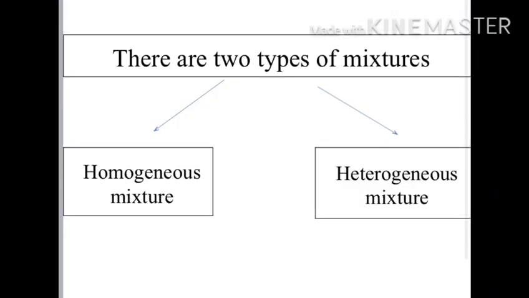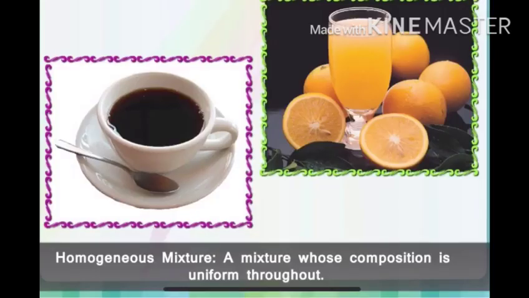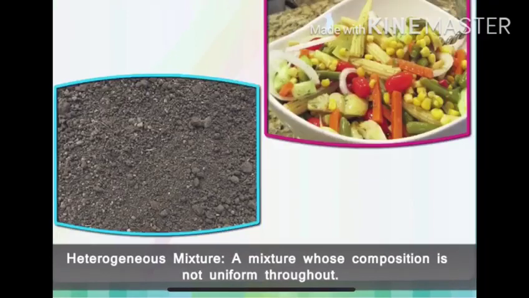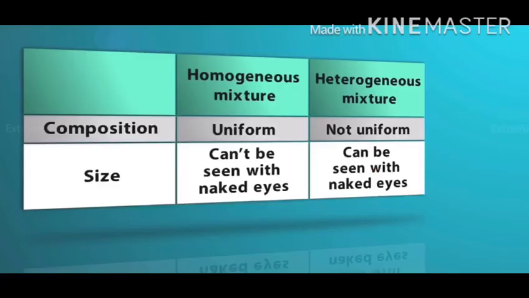There are two types of mixtures: homogeneous mixtures and heterogeneous mixtures. A homogeneous mixture is a mixture whose composition is uniform throughout and its components cannot be seen with the naked eye. A heterogeneous mixture is a mixture whose composition is not uniform throughout and its components can be seen with the naked eye.